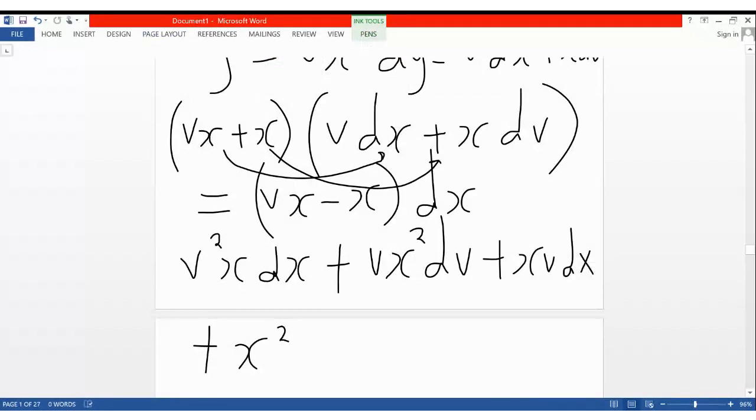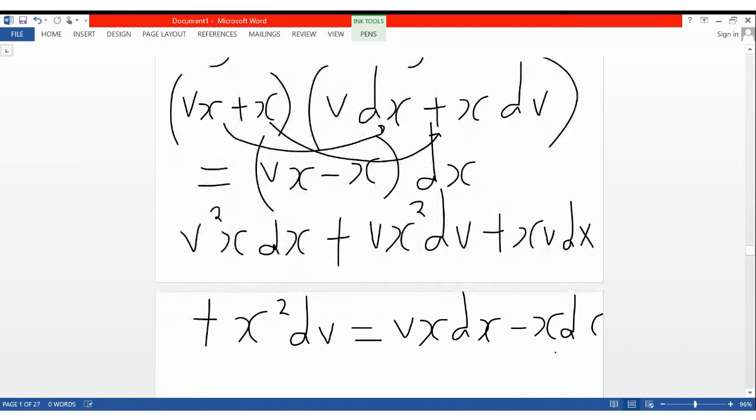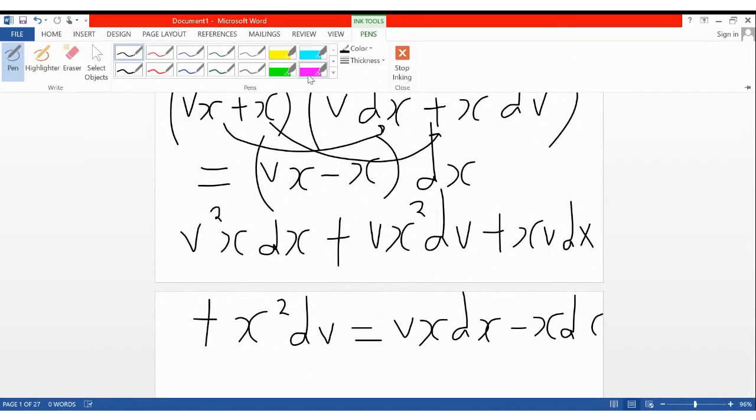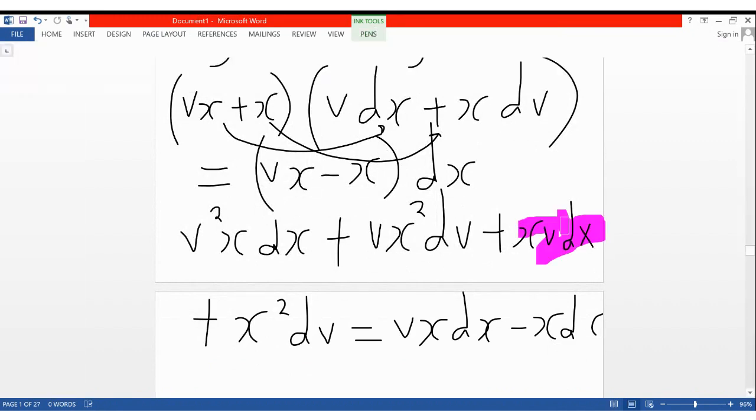When I open up the bracket, I'll get what? vx dx minus x dx, minus x dx when I open up the other one. So I believe there are some terms that will cancel. Let me highlight the terms that will cancel. Check the ones in purple. They are similar, and they are on opposite sides of the equal sign. So that one will go to 0.